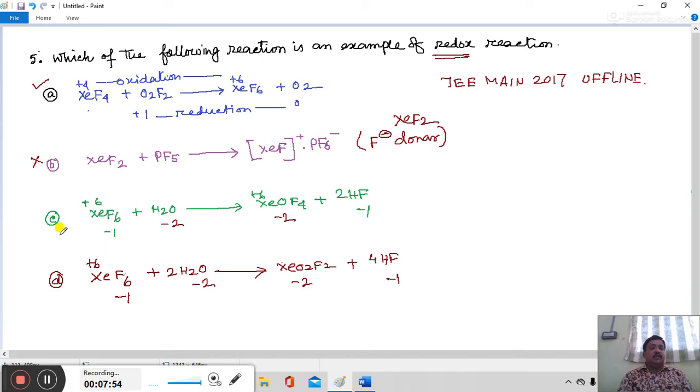In equation 3, the oxidation number of xenon is unchanged, the oxidation number of fluorine is also unchanged, and the oxidation number of oxygen is also unchanged. So equation 3 is not an example of a redox reaction. In equation 4, the oxidation number of xenon is unchanged at +6, and the oxidation numbers of fluorine and oxygen are also unchanged. So equation 4 is not an example of a redox reaction.